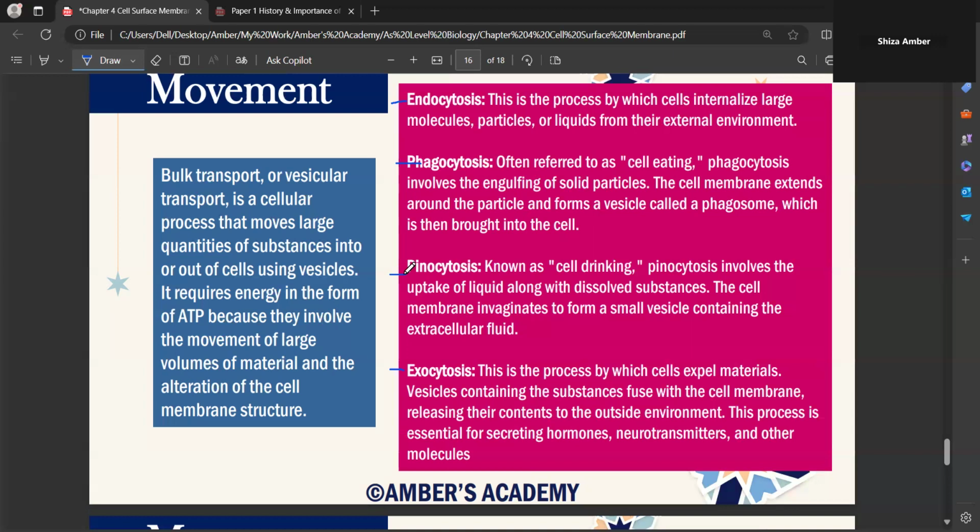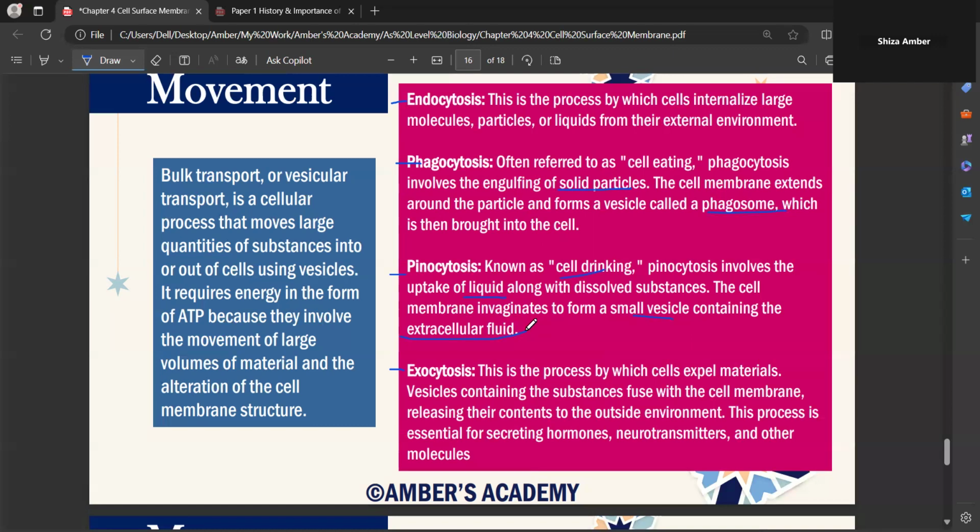Phagocytosis literally means cell eating, and it is usually involved in immune responses. You will go through phagocytosis extensively in the chapter of immunity, but we are discussing it briefly over here as well. It involves the engulfing of solid particles. The cell membrane extends around the particle and forms a vesicle called the phagosome. This is important. It is then brought into the cell. Pinocytosis is a cell drinking process, and it involves the uptake of liquid. The cell membrane invaginates to form a small vesicle containing extracellular fluid.